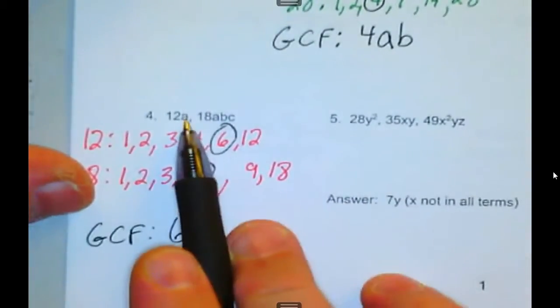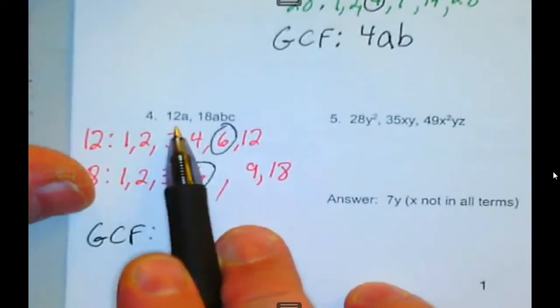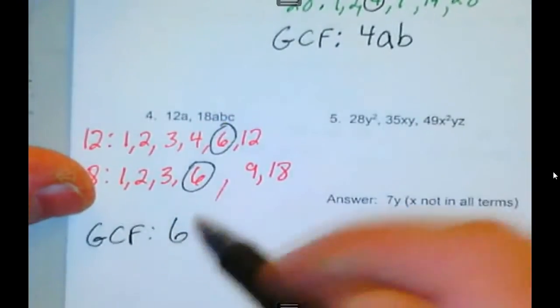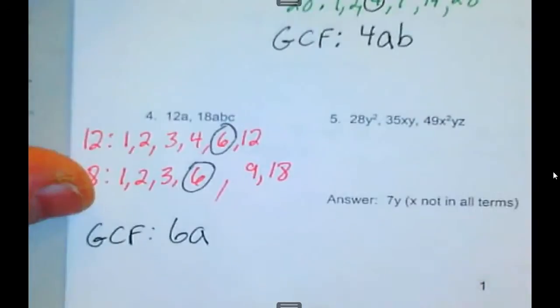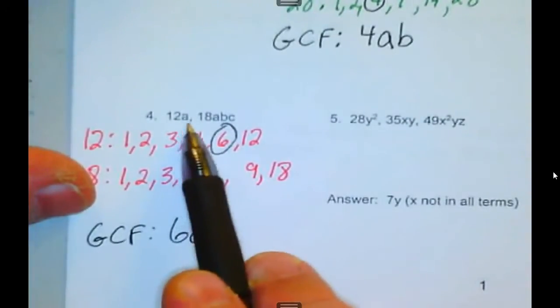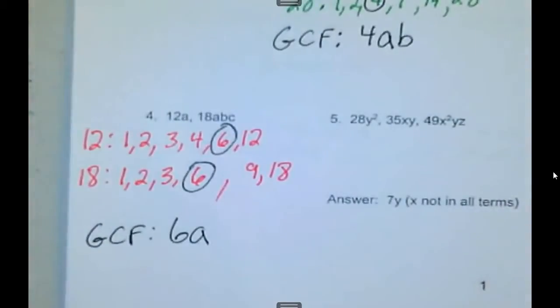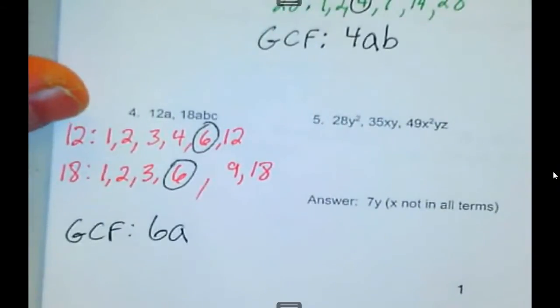How many A's? There's 1A in each, so I can only take out 1A, so A to the 1st. And that's it. Because this term doesn't have a B or a C, so I can't take them out. Remember, I have to take them out of both of them at the same time. 5 they did for you, so let's do number 6.